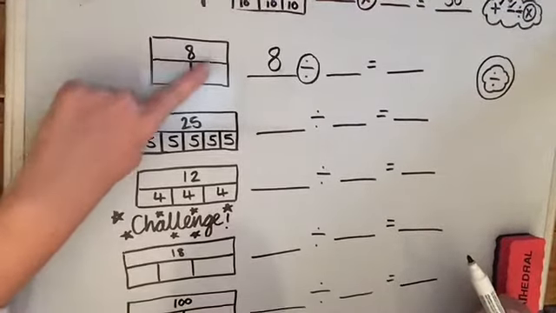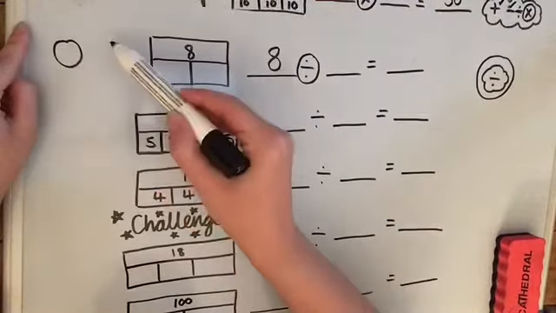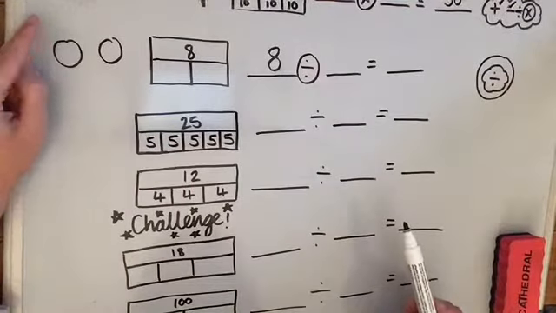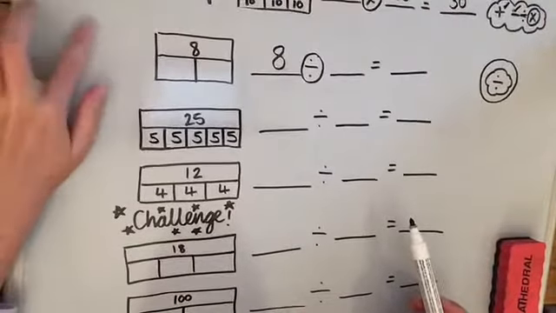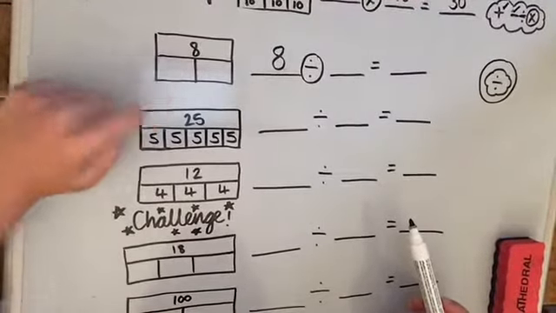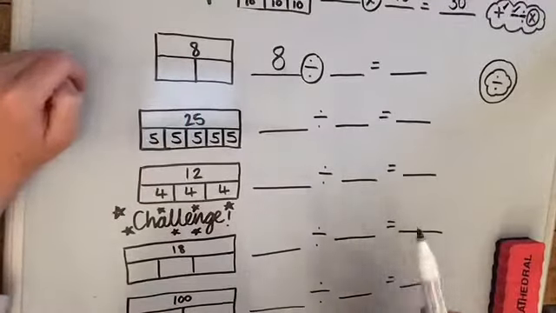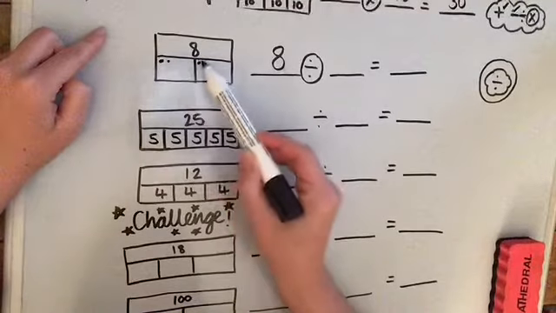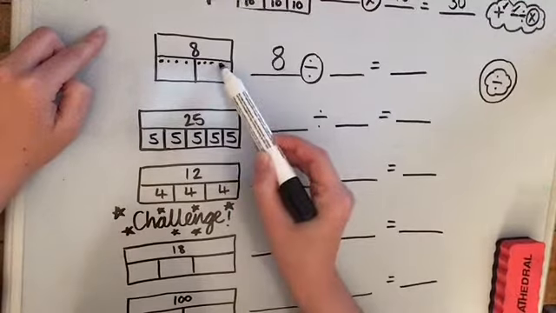We don't know. Now you could do this. In year 2, you would draw out sharing circles and you'd share out 8 dots. We're going to move on from that. We don't want to do that anymore. We could share out the dots between these 2 chunks of the bar underneath if we wanted to. So we could go 1, 2, 3, 4, 5, 6, 7, 8.